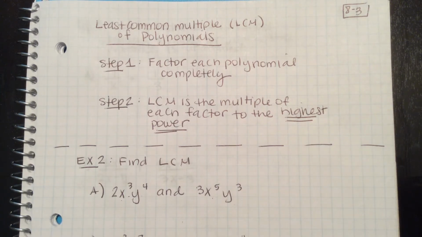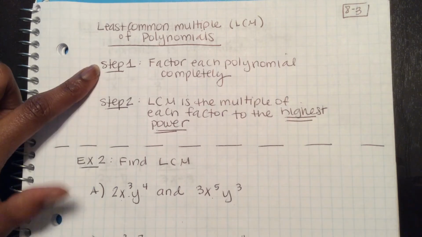So we're building up towards finding common denominators, and common denominators are always least common multiples of the given denominators. But what if your denominators are polynomials? There's two steps to finding the least common multiple of two polynomials.